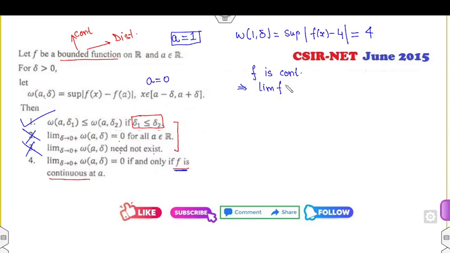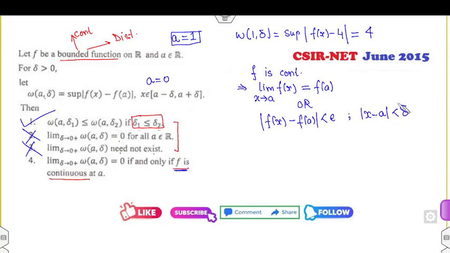That means the limit of f(x) as x approaches a is f(a), or you can also say |f(x) - f(a)| is less than epsilon whenever |x - a| is less than delta. And you can see I can write this quantity in terms of |x - a| less than delta. Now once this number is less than delta, that means the supremum of this, that means omega of a comma delta.